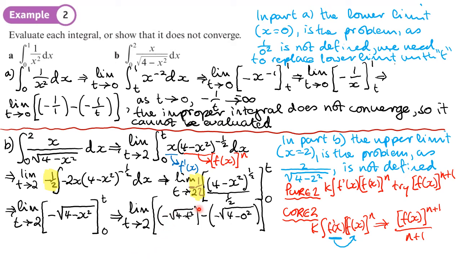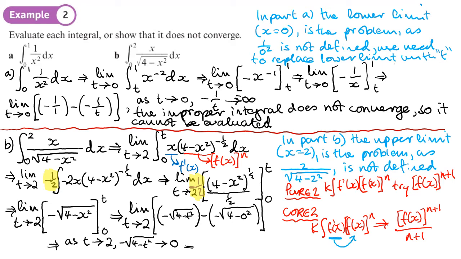Now this is a bit we're interested in here. As t approaches 2, this will get closer and closer to 4, so we'll end up just doing the square root of 0, which isn't a problem. We're not doing the square root of a negative number or anything like that. So we'll just write down: as t approaches 2, this negative square root of 4 minus t squared approaches 0.